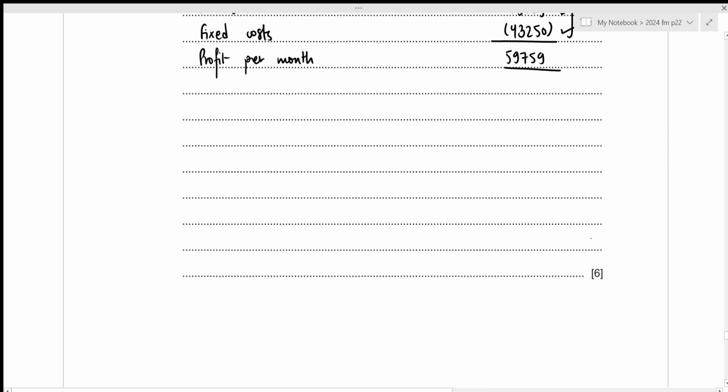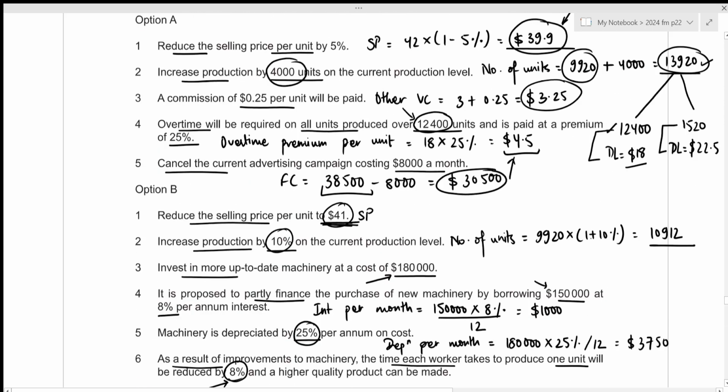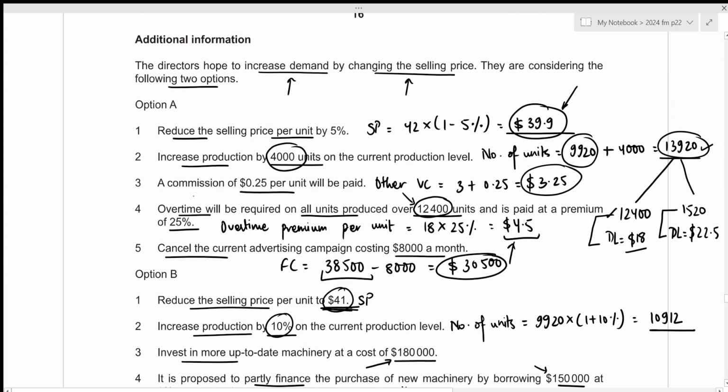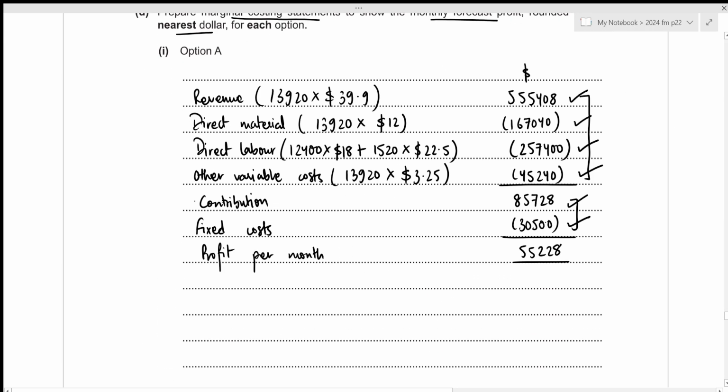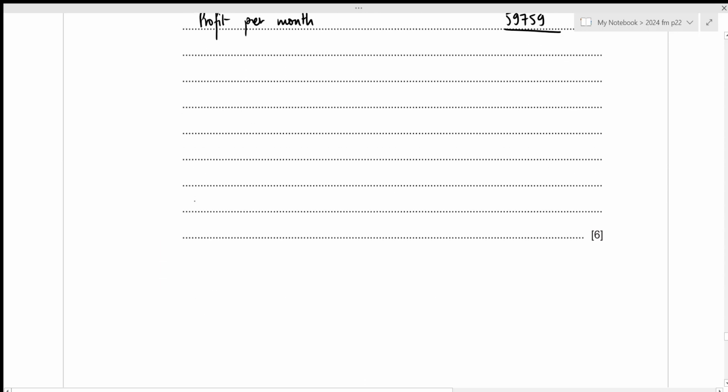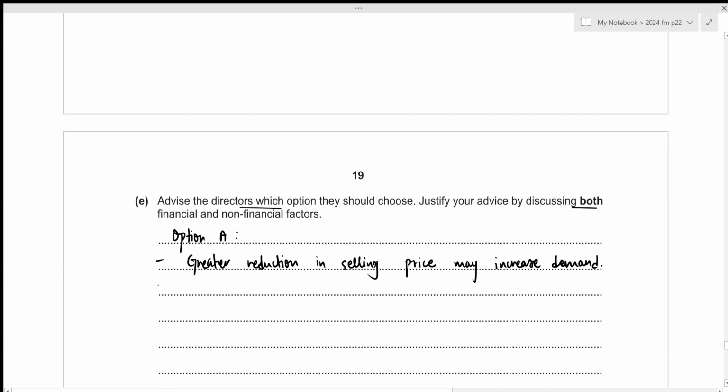Again, let's take a look at the information. For option A, we have overtime. And whenever there is overtime, we can always question whether or not the staff are prepared to work in overtime conditions. Let's write it down. So are staff prepared to work in overtime conditions?